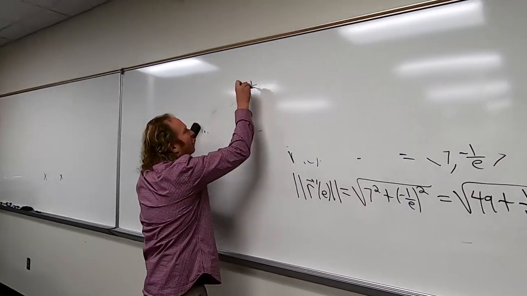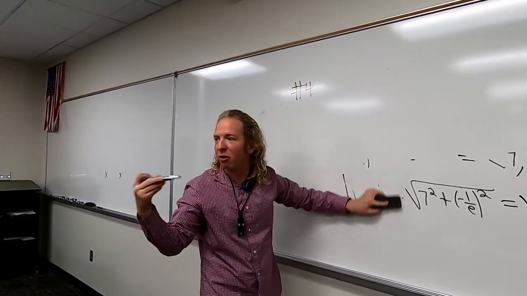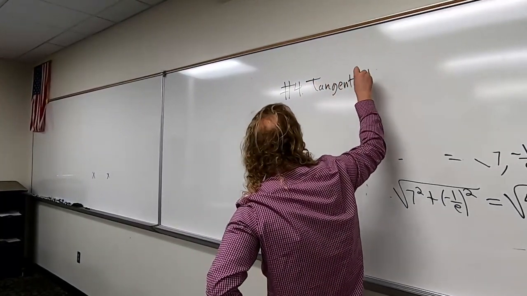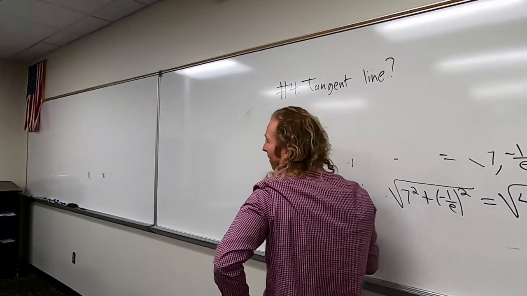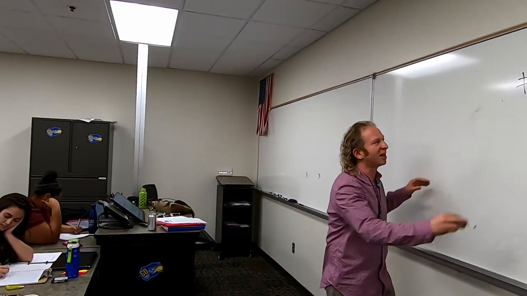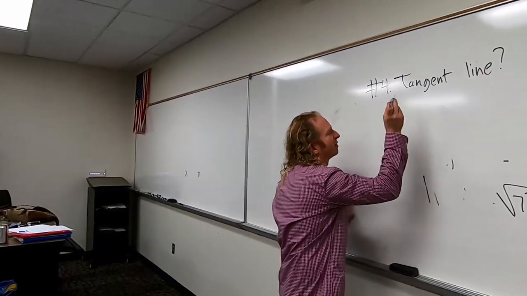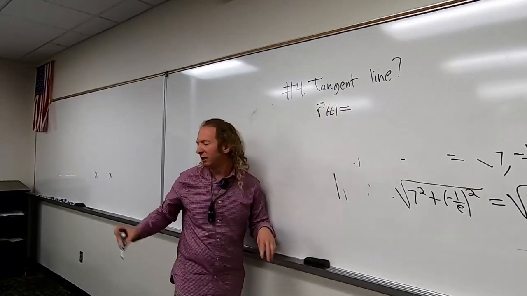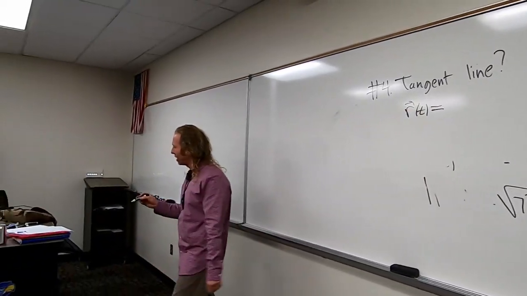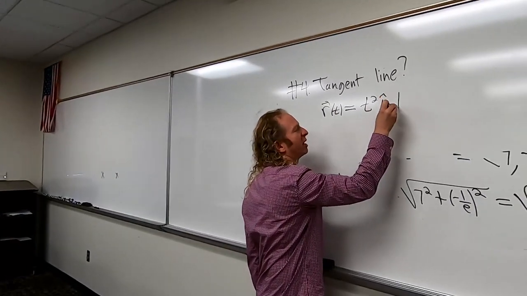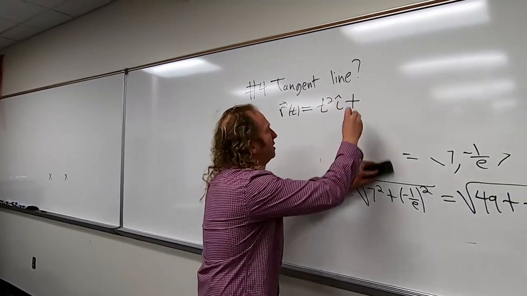Number 4. So we want the parametric equations for the tangent line. So a tangent line. Everyone should find the unit tangent. Yeah. So this is a great test question. On a test, this would be two parts. So I'll show you the parts. So r of t here is t squared i hat plus t j hat.